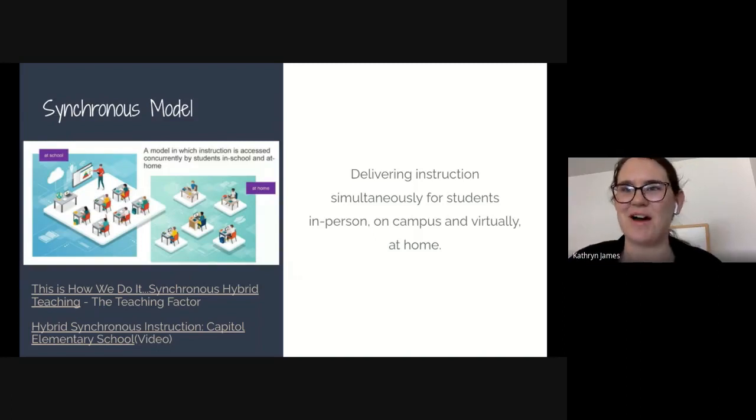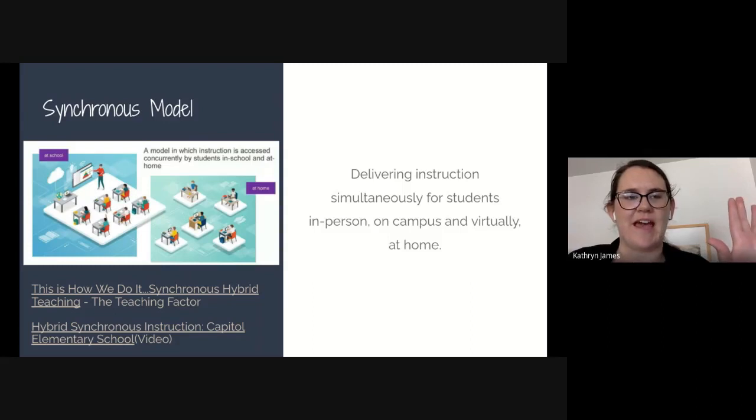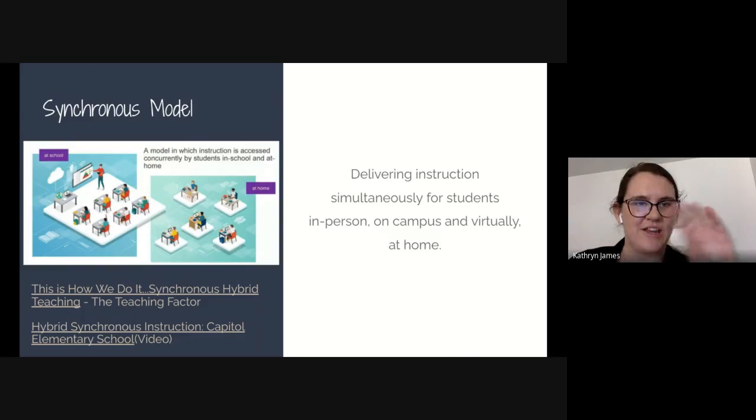Okay, so in a synchronous model, we are looking at delivering instruction simultaneously for students both in person, on campus, and virtually, who are at home. On this page, you're going to see a graphic that shows students who are at home in a different space in each of their little rooms, working and plugging into the lesson that's happening in the classroom.